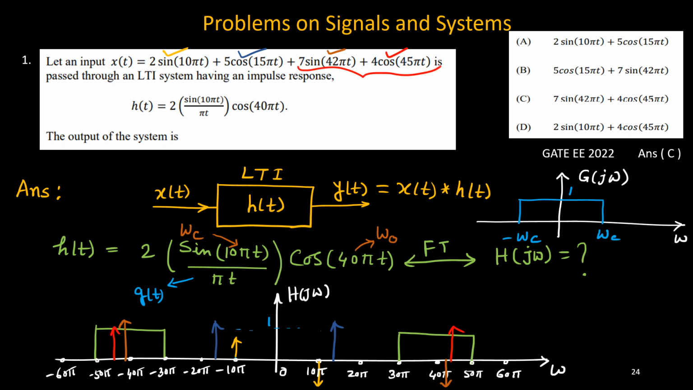The last one, this 4 cos 45 pi t, is also within 40 to 50, within the first band. Similarly, this side is also in the band. So it can also pass through. So these last two, 7 sine 42 pi t and 4 cos 45 pi t, these two signals can pass through the system, and they will be available at the output end. Thus, output y(t) will be only these two, 7 sine 42 pi t plus 4 cos 45 pi t. Right? Thus, the answer C is correct.